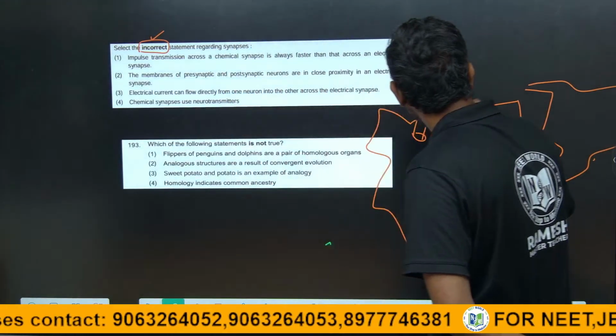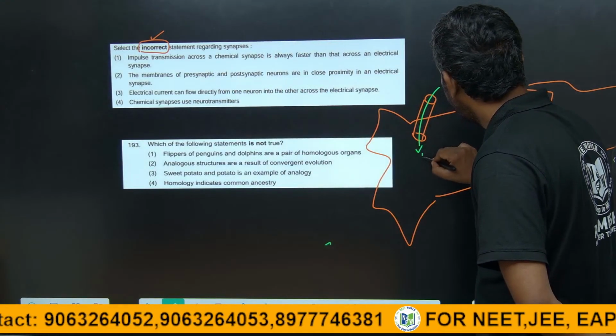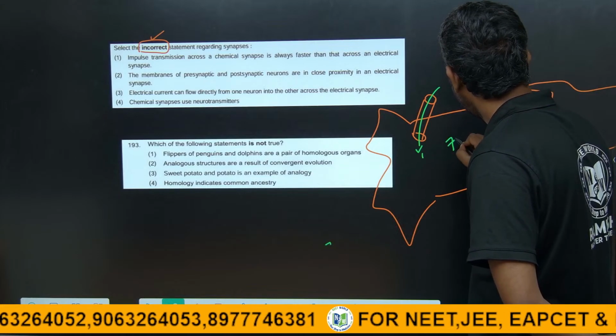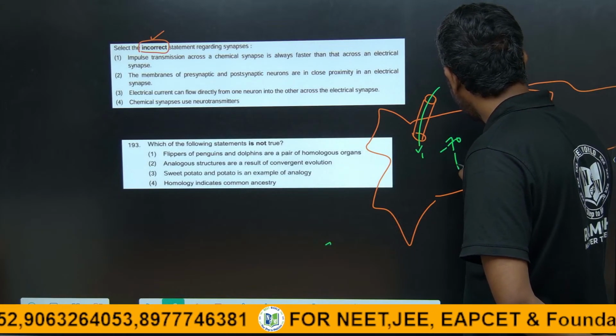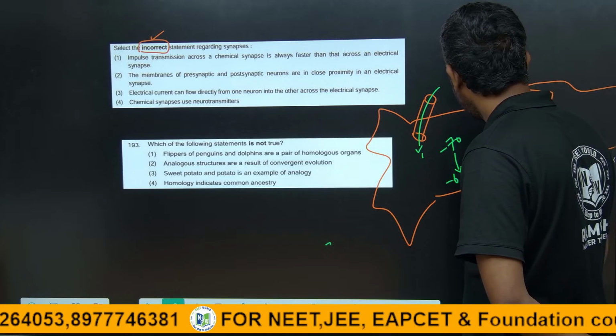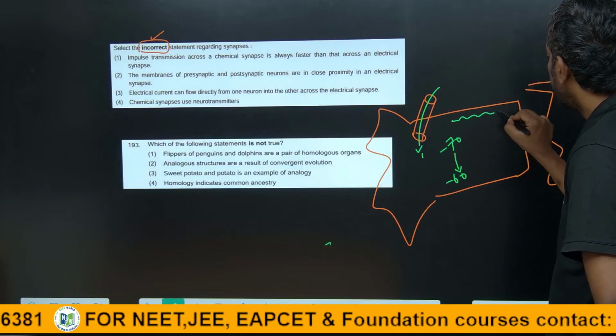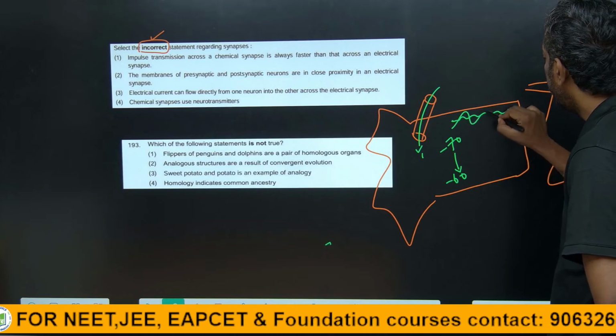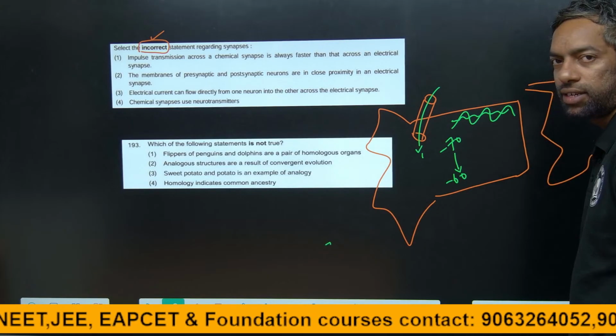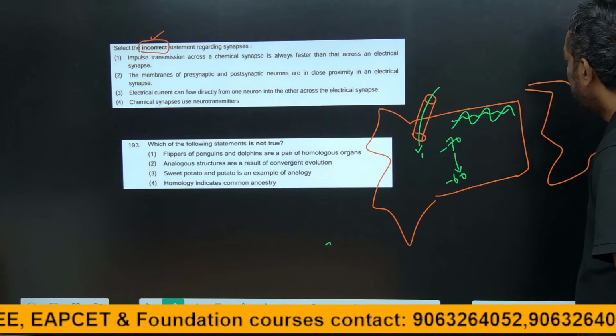In this condition, sodium enters and the resting potential, which is -70, changes to the -60 threshold potential. This is how the electrical signals are conducted.